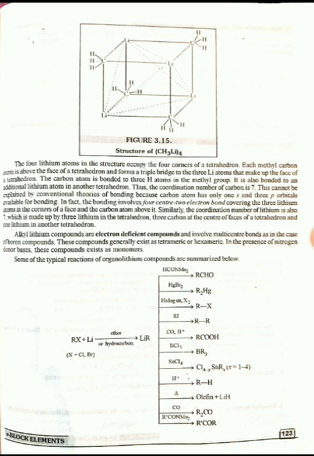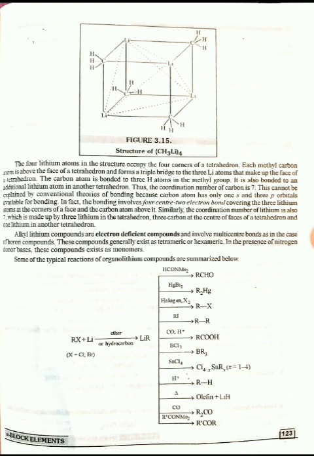Alkyl lithium compounds are electron deficient compounds and involve multi-center bonds as in the case of boron compounds. These compounds generally exist as tetrameric or hexameric. In the presence of nitrogen donor bases, these compounds exist as monomers. Some of the typical reactions of organolithium compounds are summarized below.